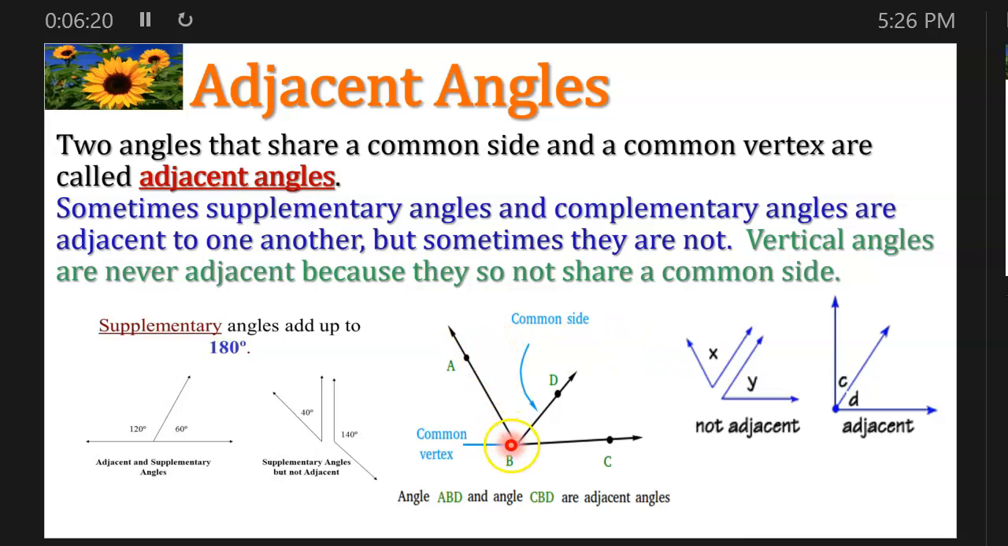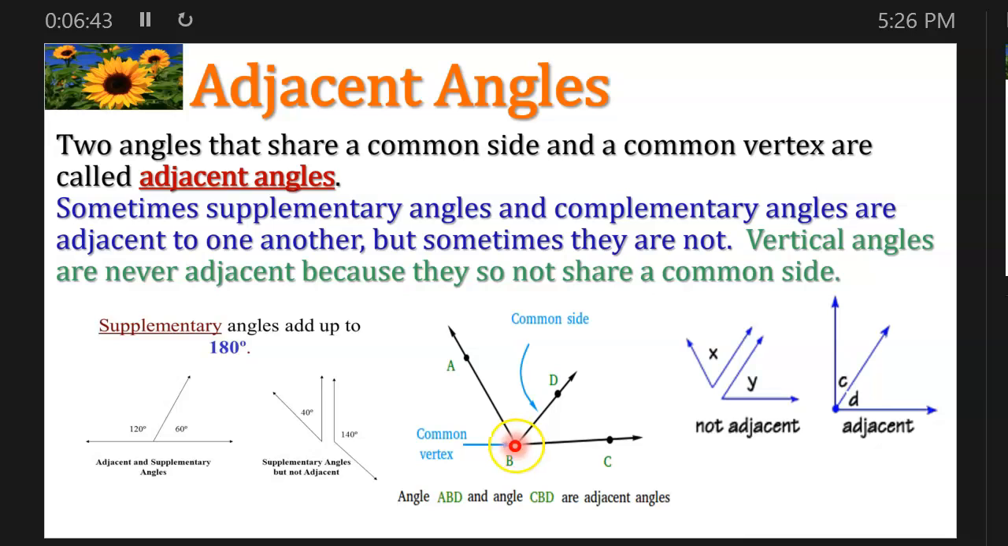Here we have another adjacent angle relationship. Angle ABD here is going to be adjacent to angle DBC. And remember, there are several different ways you can name an angle. You could say, oh, it's angle B. Well, if you're talking about angle B, you could be talking about this angle or this angle, right?